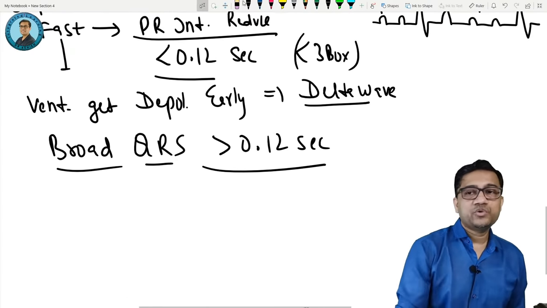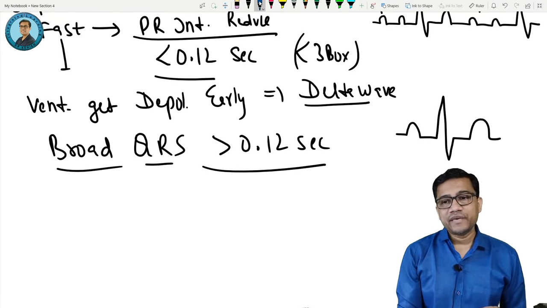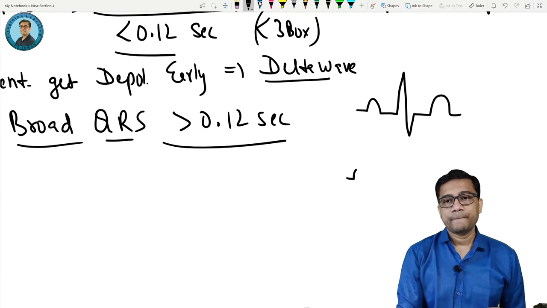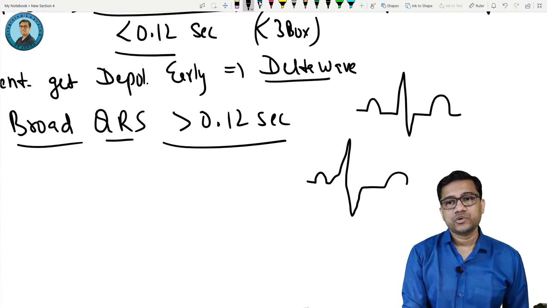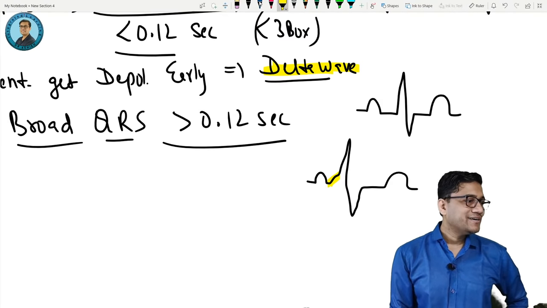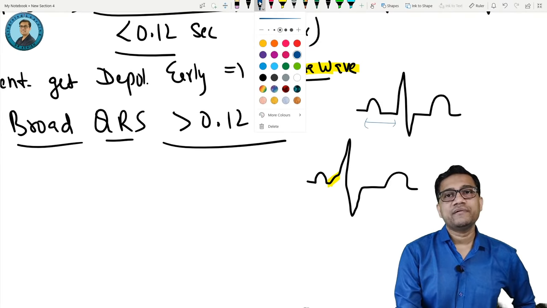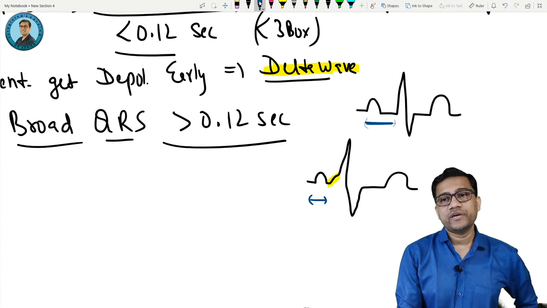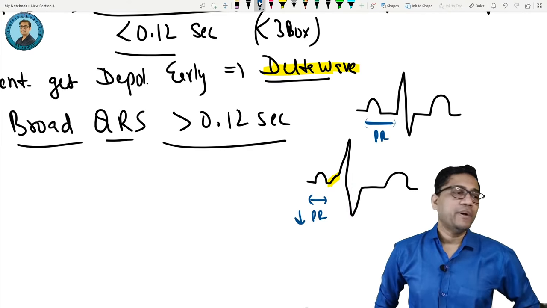And there is an early delta wave. So, let me show. This is the normal condition. Can you see this? Now, what happens? The P wave and this come closer. So, can you see? This is the delta wave. This yellow part is the delta wave. And can you see the PR? This is the PR, now decreased. Are you getting the idea? And QRS can become broad. Okay, so what syndrome is this? Wolf Parkinson White syndrome.